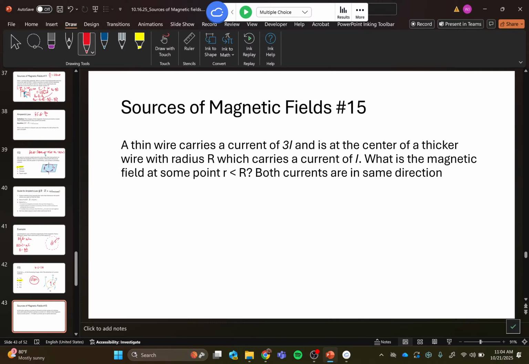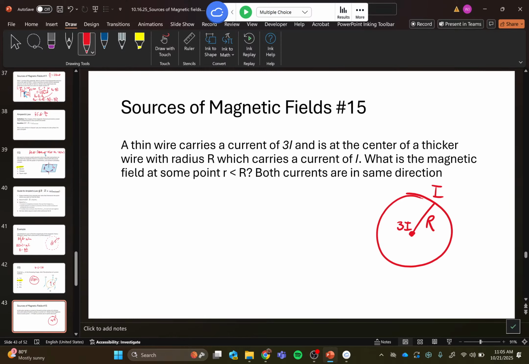Let's draw a picture of this, and I really hope when we draw this picture, it looks familiar to you all. So we got some thick wire with radius R, big R. Somewhere inside of it is a really tiny thin wire. So this one carries a current of I. This tiny one inside it carries a current of 3I. You're like, wait, what? Does this look familiar?